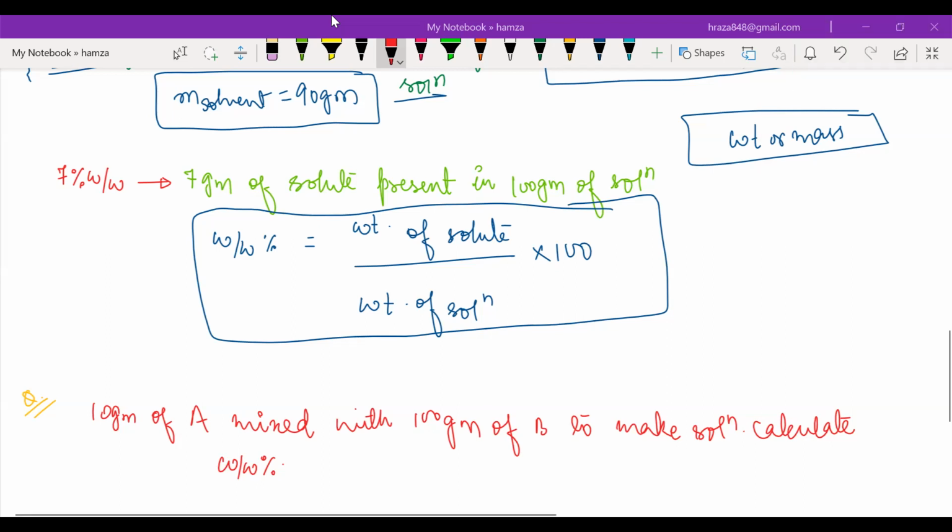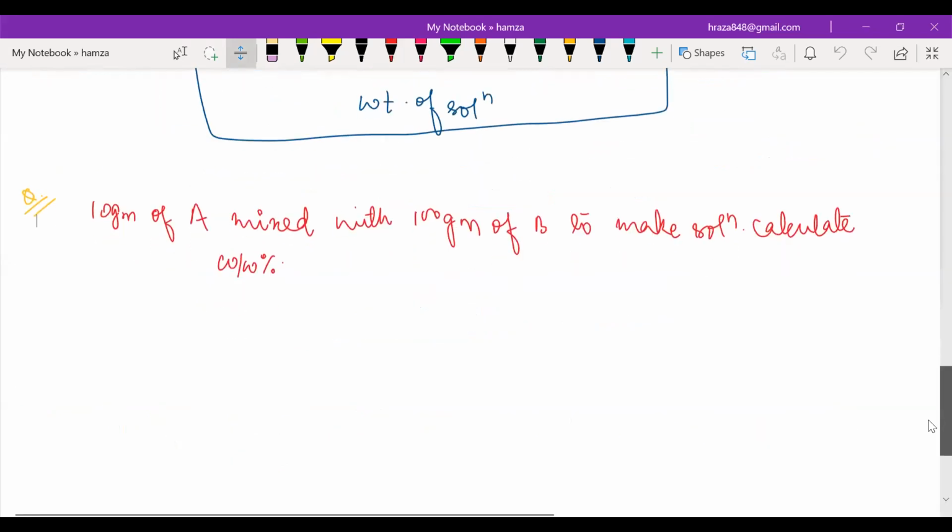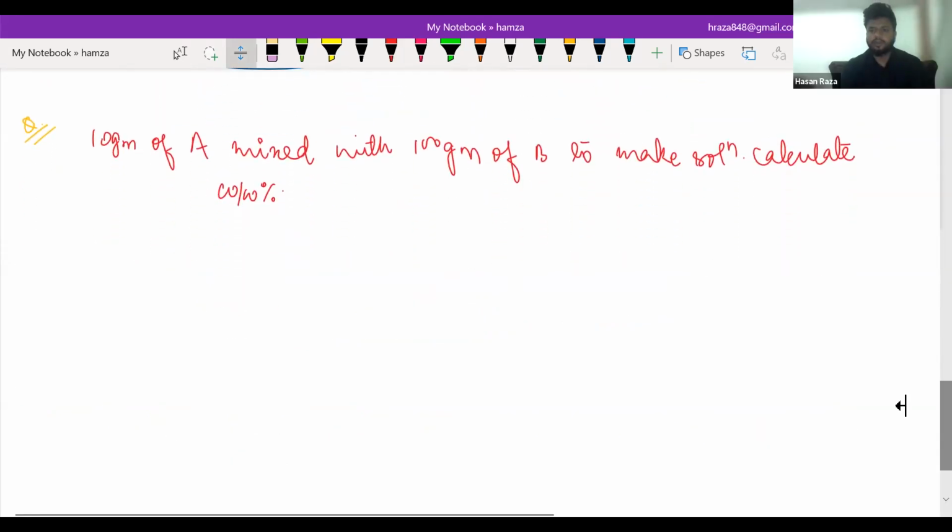Sir, it will be weight of solute is 10 by 100 into 100, right? No, not 100. Nora, are you there?